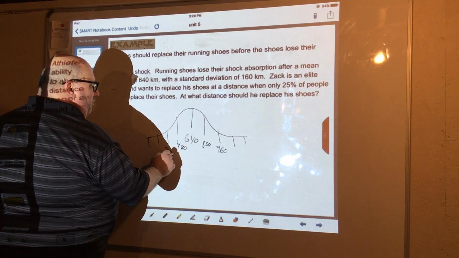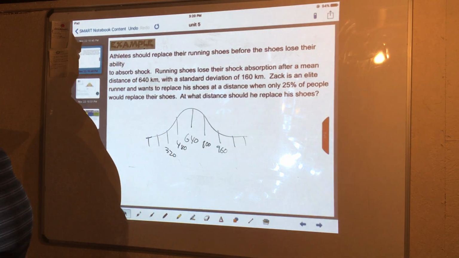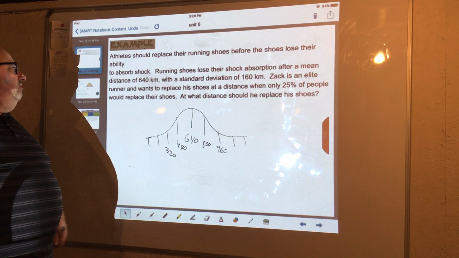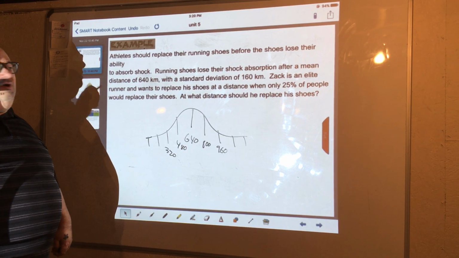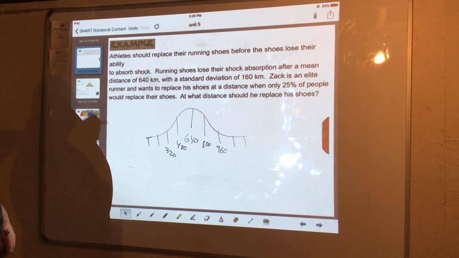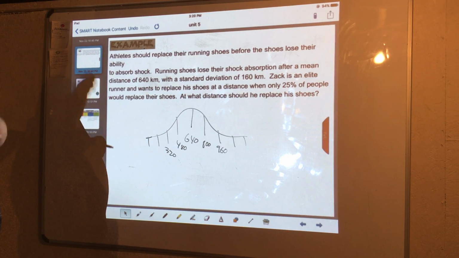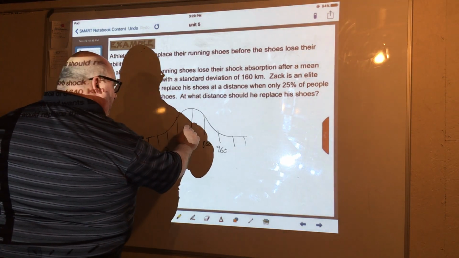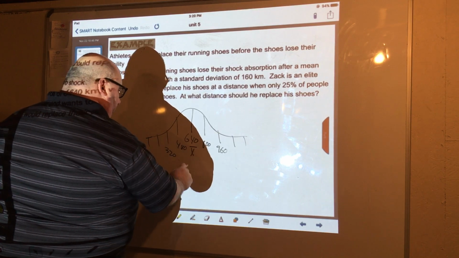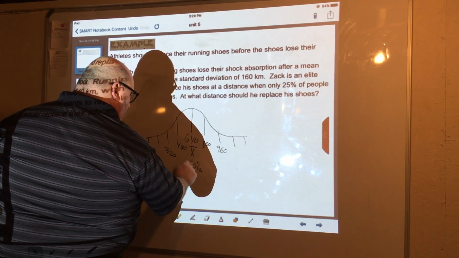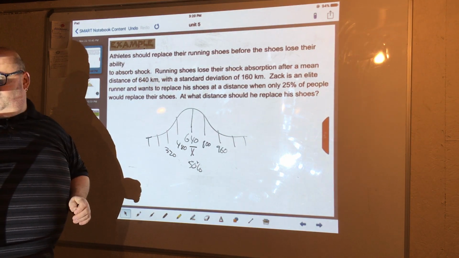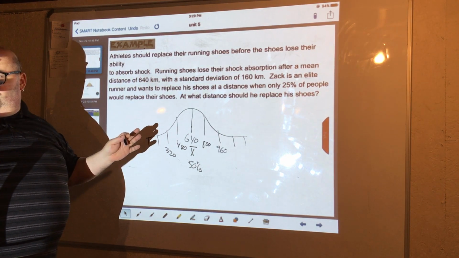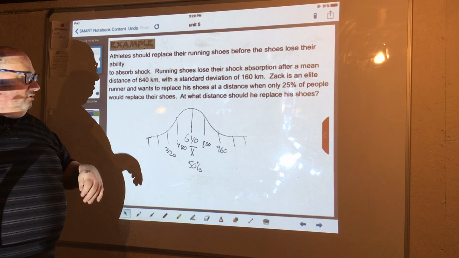320, all right, and so on. Okay? So Zach is an elite runner, and he wants to replace his shoes at a distance when only 25% of the people would replace their shoes, right? So remember that this is our mean, so this is really 50% of the people, right?